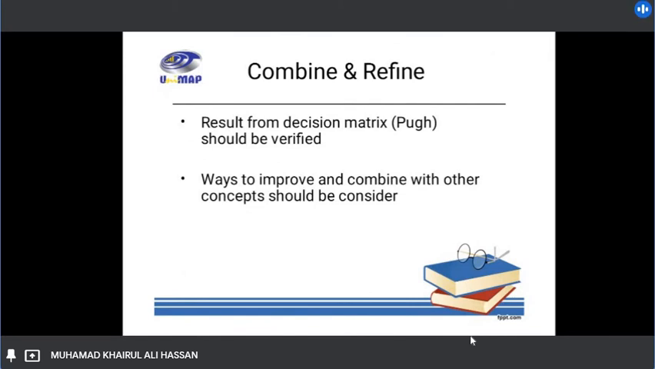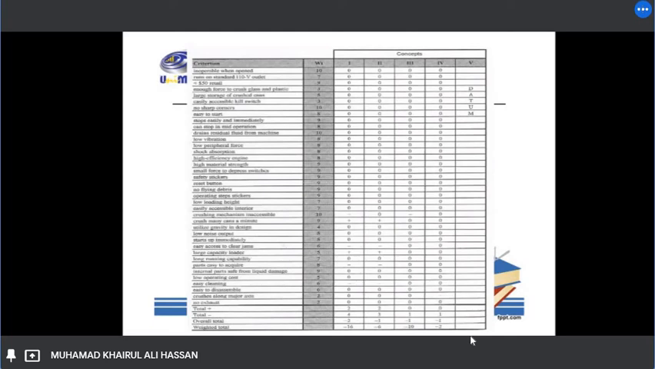Okay, combine and refine the results from the decision matrix; parameters should be verified. Ways to improve and combine with other concepts should be considered. Okay, sometimes, in this case, concept 4 has no positive, right? But we want to choose concept 4 because it provides the highest number in terms of weighted total compared to the other concepts, right? -2 is higher than -16, -6 and -10. Betul? But in terms of positives, this concept lacks the positive part compared to concept 1 and 2. Sometimes we can combine concept 1 and 2 with concept 4. So maybe you can play around with those concepts in order to get a higher weighted total value.